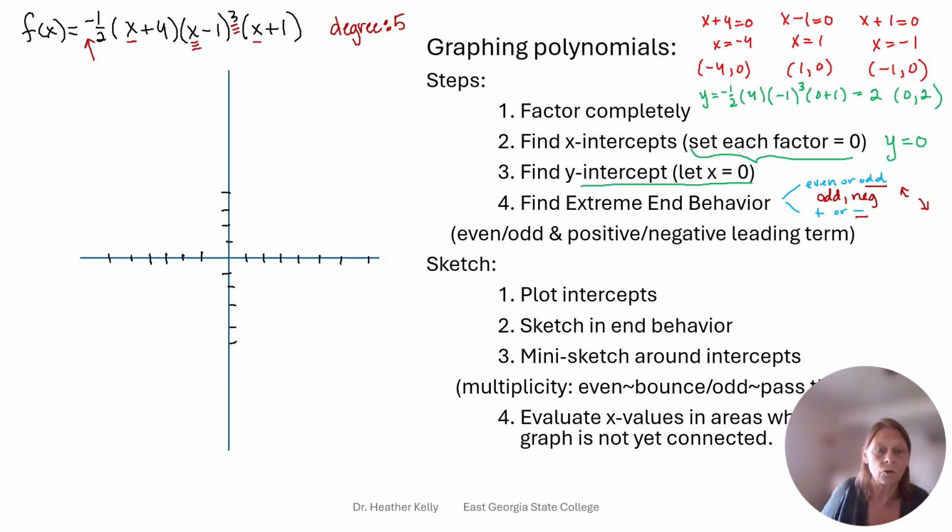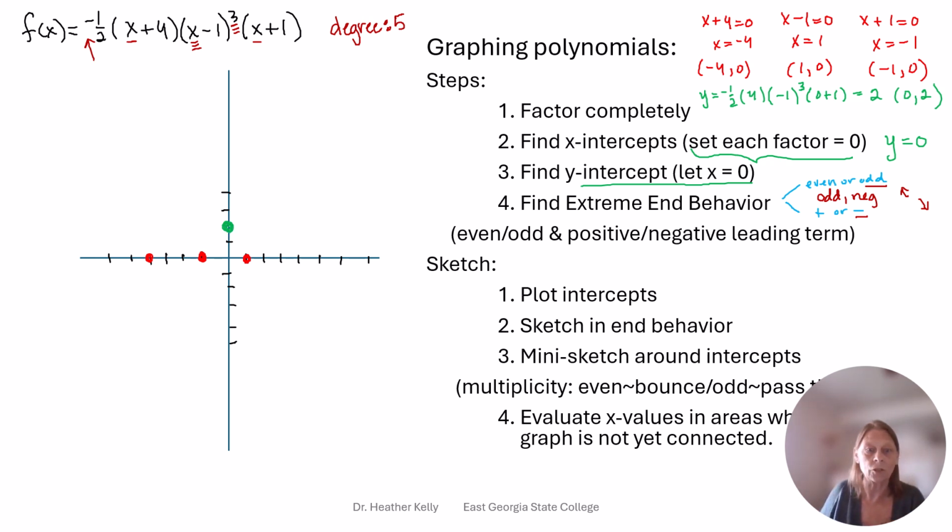Now don't get too crazy because these can get a little bit crazy. Now let's plot our x-intercepts here. So here's our -4 and 0. We also have -1 and 0, and we have 1 and 0. So those are our 3 x-intercepts, and let me put our y-intercept in there, and we got our y-intercept to be 0 and 2.